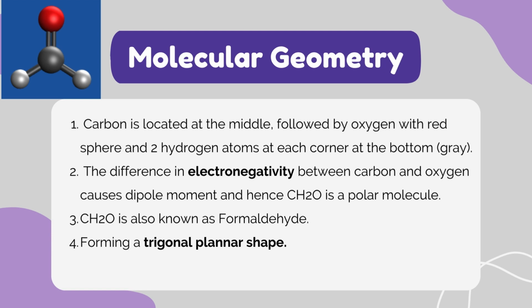I'm here to talk about the molecular geometry for CH2O. As you can see over here, on the top left side, it is what we call CH2O. So this is the structure of the CH2O. The center is carbon, where it is attached to oxygen and 2 hydrogen atoms.